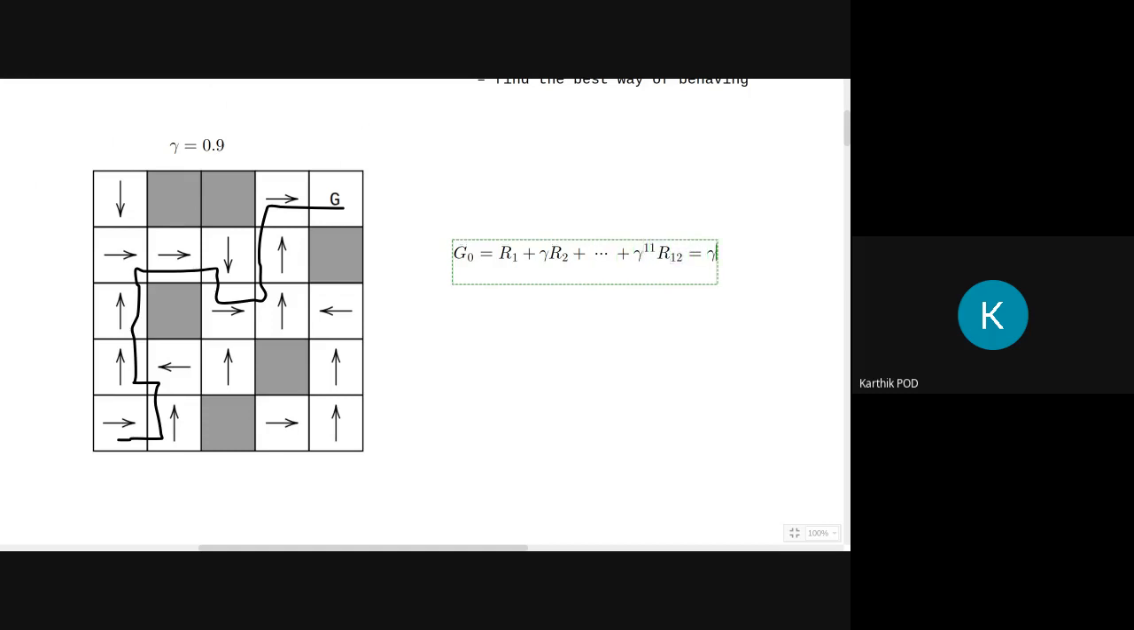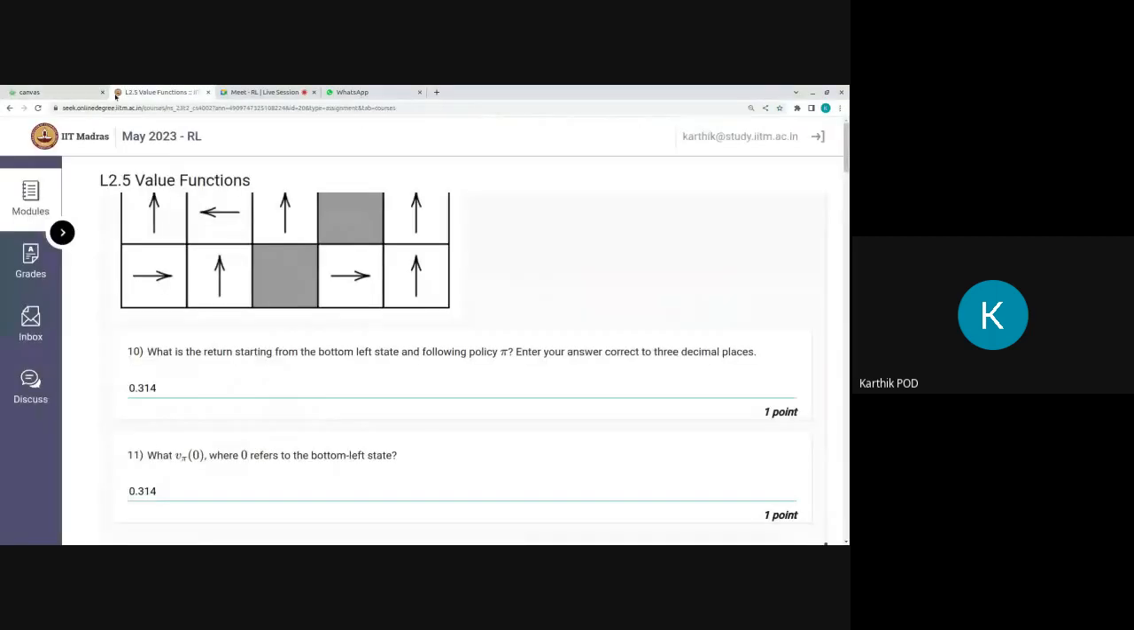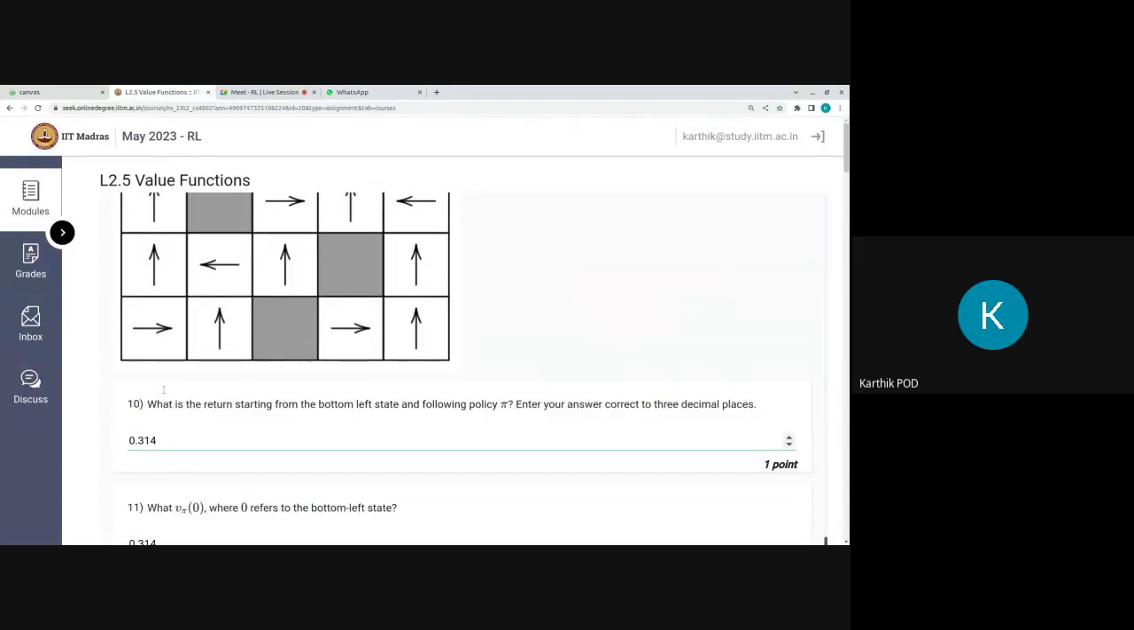Since R1 to R11 are 0, by definition of the problem as given, and R12 is 1, right? So gamma power 11 into 1, so this is gamma power 11. If you compute 0.9 power 11, it will turn out to be roughly 0.314. Okay, so that is the return.